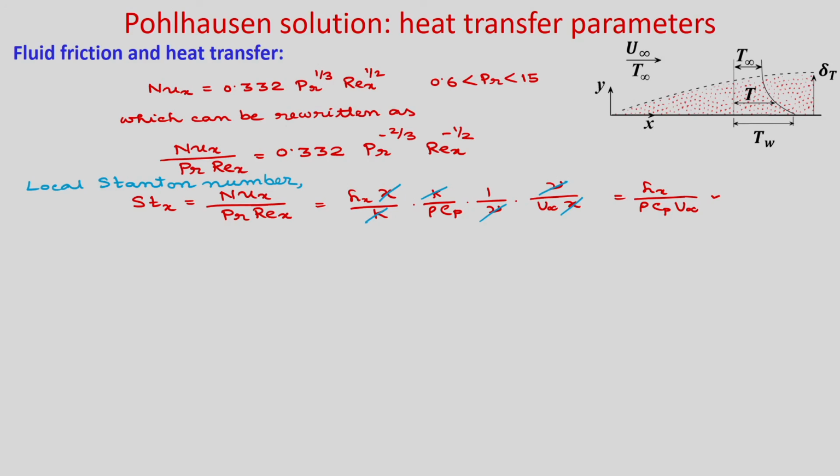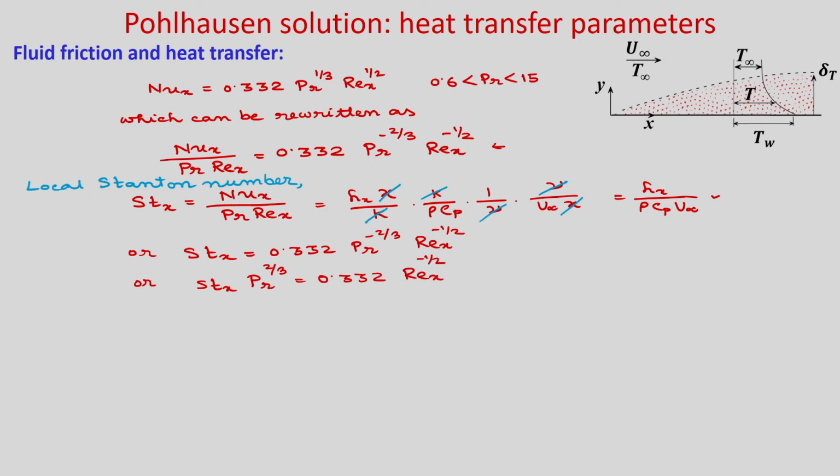So, now you can write Stanton number x is equal to 0.332 from this expression, Prandtl number to the power minus 2 by 3 Re x to the power minus half, or you can write Stanton number x Prandtl number to the power 2 by 3 is equal to 0.332 Re x to the power minus half.